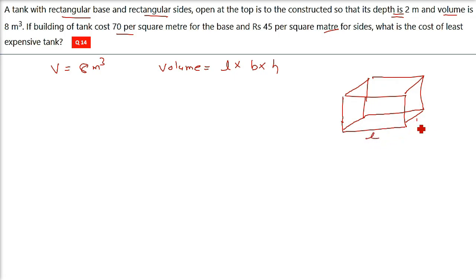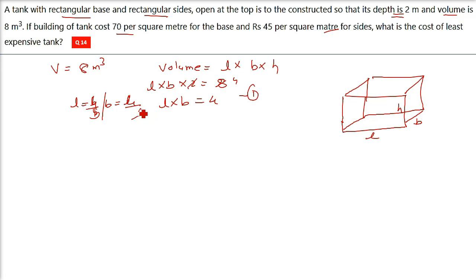Now just imagine that we have L and B as the base, that is the length and breadth of the base. Height is what you see here as the height of the box. Length into breadth into height or depth, they both are the same and given as 2 meter. So this is equivalent to 8 meter cube in the question. So we get a relationship between length and breadth, which is 4. You can put length as 4 by B and breadth as 4 by L. These are two equations that we are going to use when we form the equation.